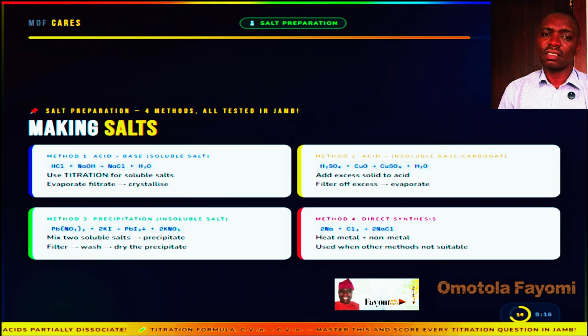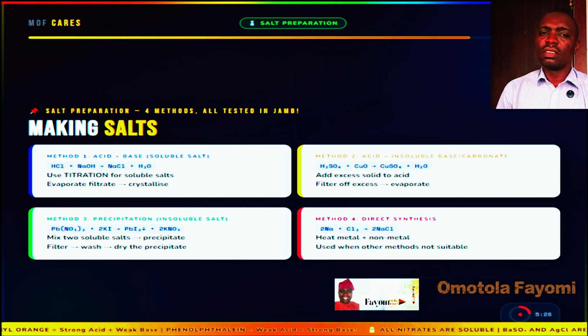Method 4 is direct synthesis. Heat the metal with the non-metal directly. Sodium plus chlorine, though it is not something you can practice at home, gives sodium chloride. This is used when other methods are not suitable.